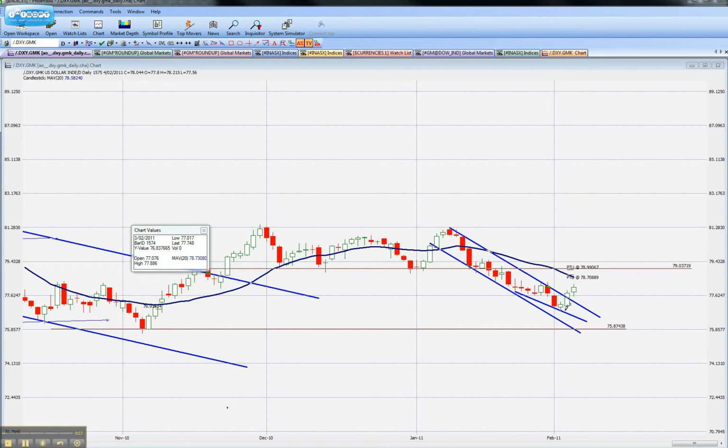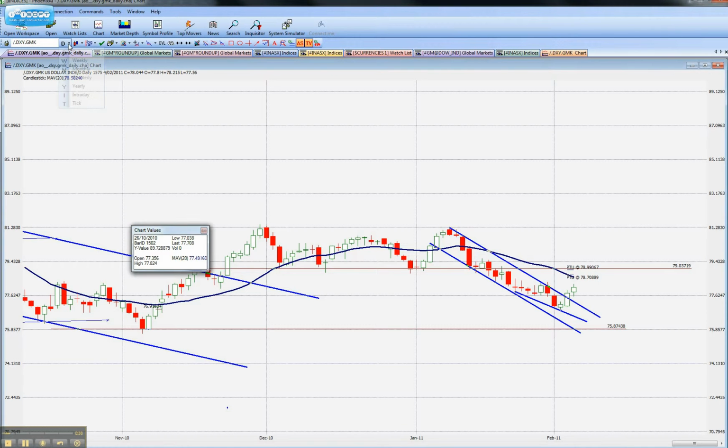Basically here on the US dollar, it has broken out two days ago, and the target here is 78.70 to 78.99, the 79 mark. Now, this 79 mark also acts as resistance because it was previous support on many occasions, as you can see.